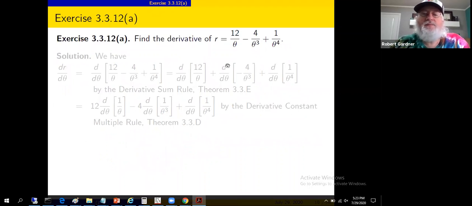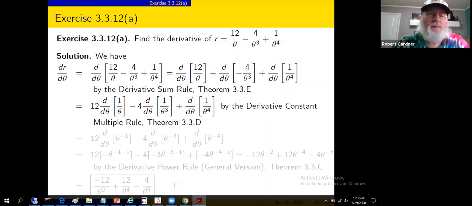Second example, let r be a function of theta. And they're suggesting polar coordinates here, but whatever, they're just variables. R equals 12 divided by theta minus 4 divided by theta cubed plus 1 divided by theta to the 4th. We don't know what to do with division yet. We will soon. So we'll have to take care of that and differentiate it.